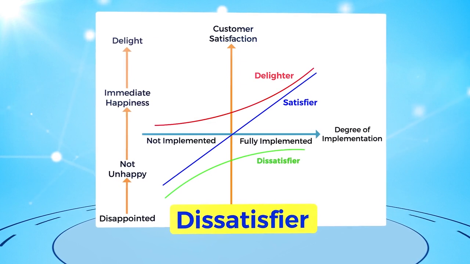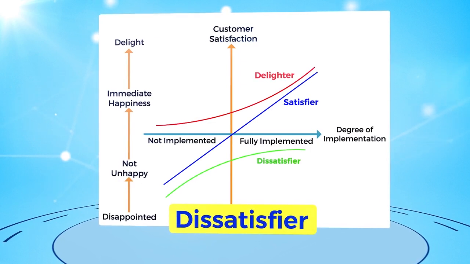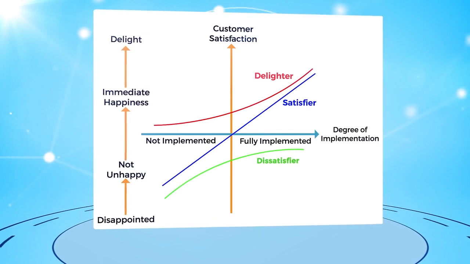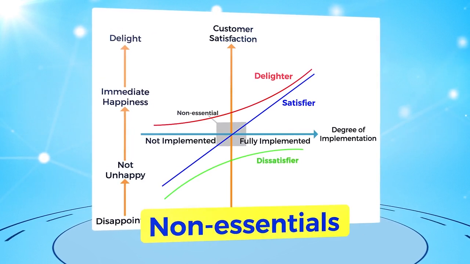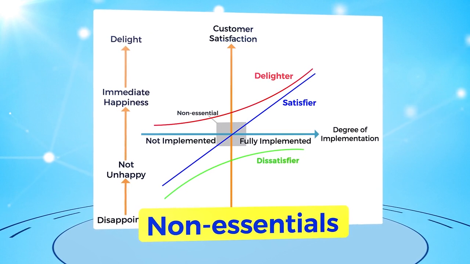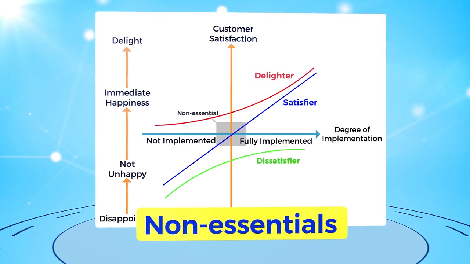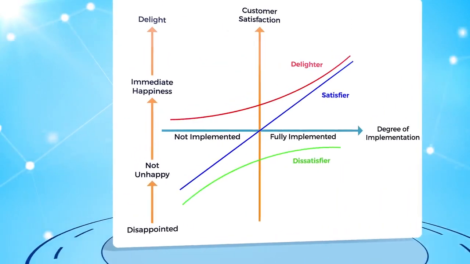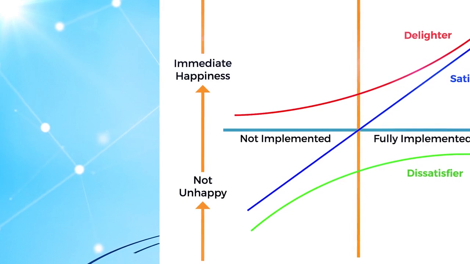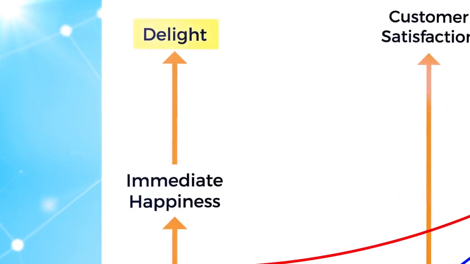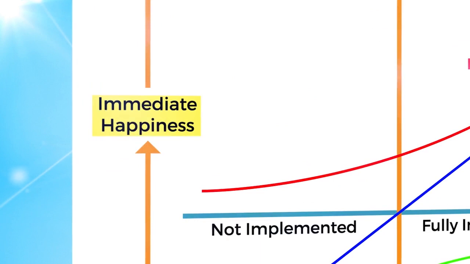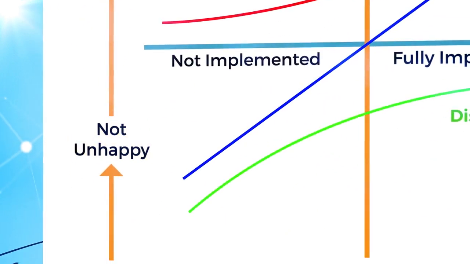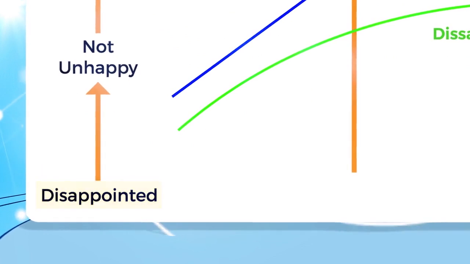Dissatisfiers are those features which are basic expectations of customers. If these features are missing, the customer will be dissatisfied. Non-essentials make no difference to the customer, whether they are present or not, so those would be a waste of time and resources if we were to develop them. When we look at customer satisfaction as a measure, we're able to determine the most efficient and effective ways to satisfy the customer directly and how to minimize production costs by not pursuing the development of some requirements that might not drive customer satisfaction.